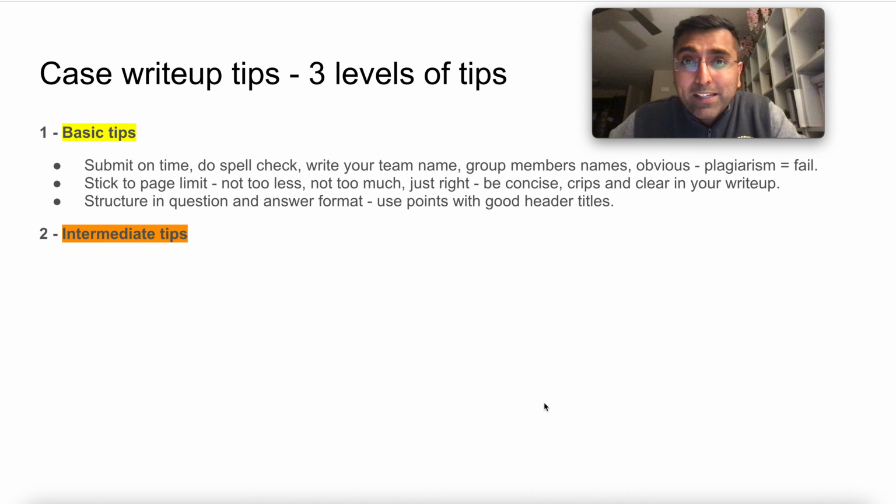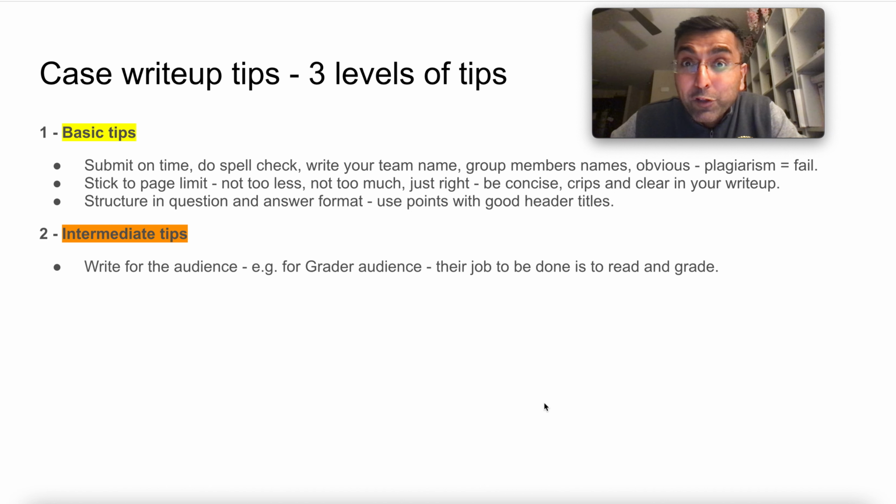Let's go to the intermediate tips. So I'll have 3 intermediate tips and I'll eventually have 3 advanced tips. So we've gone through 3 basic tips. What's the first intermediate tip? Write for your audience. It connects to the third point here, which is you want to structure it in such a way that it's easier for your audience.